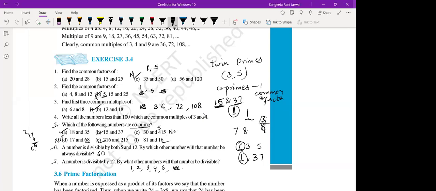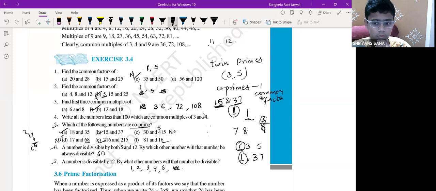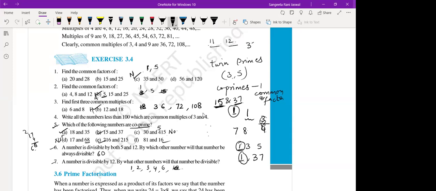So you can say the consecutive numbers 3, 4, 7, 8, 11, 12. Is there any common factor between 11 and 12 other than 1? No. So if you take any consecutive numbers, 37, 38, 42, 43, they are co-prime numbers, okay?